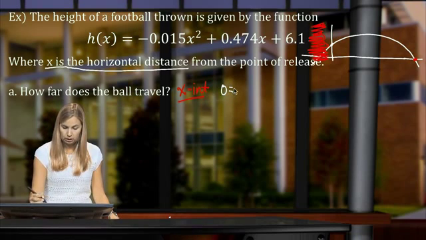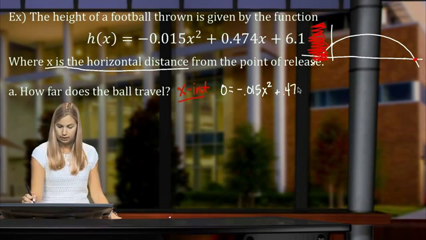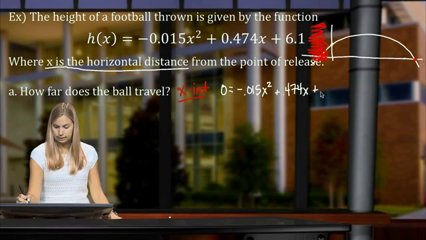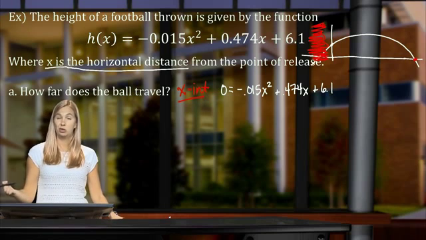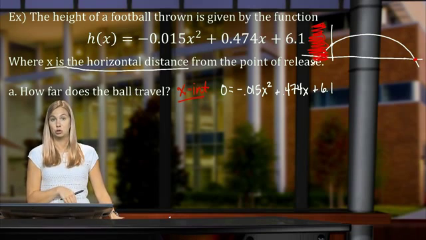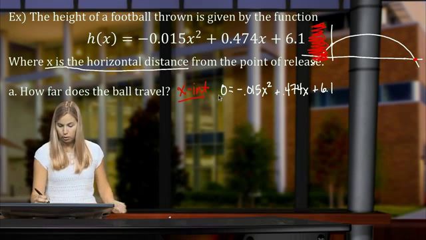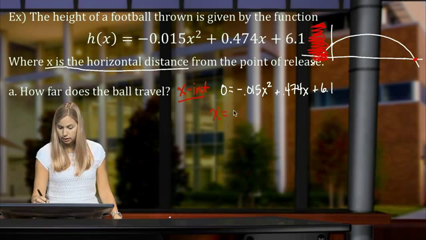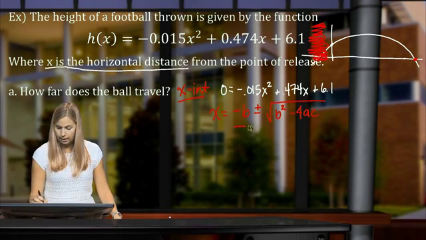So we have 0 equals negative 0.015x squared plus 0.474x plus 6.1. Now to solve this, we can always try to factor, but that's not going to be fun because we have decimal coefficients. Our best bet is to use the quadratic formula. The quadratic formula, x equals negative b plus or minus the square root of b squared minus 4ac, all divided by 2a.